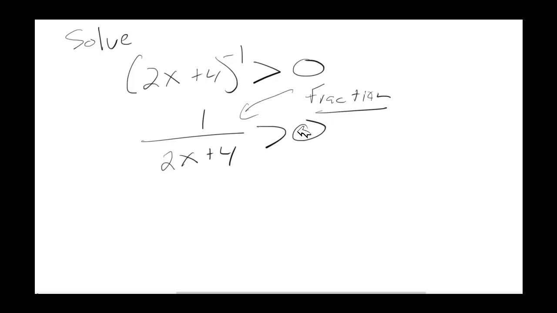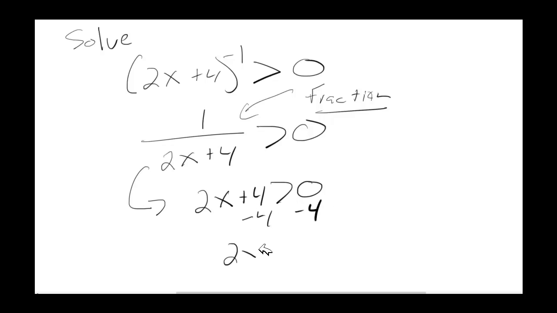Well, fractions are greater than 0 when the top is positive and the bottom is positive, or the top is negative and the bottom is negative. And since this top is always positive, all we need is for the bottom to be positive, and then overall the whole fraction will be. So that's why we can just take a look at this bottom. As long as the bottom ends up being a positive number, which in this case happens when x is greater than minus 2, this whole thing will be greater than 0.